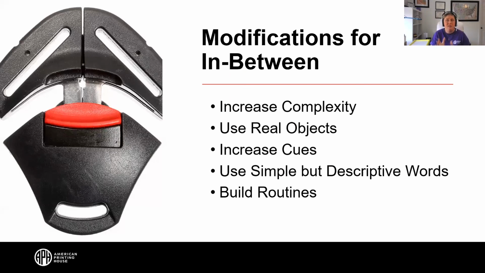Major focus of symbols and meaning is that early pre-operational cognitive stage, that onset of language, the use of symbols and pretending. We want to help our students move, when we're using this kit, to be more complex, but remember, use real objects, not pictures of objects with this group. We want to increase our cues, using a cue instead of directly moving their hand for them. We want to use simple but descriptive words and keep building those routines.